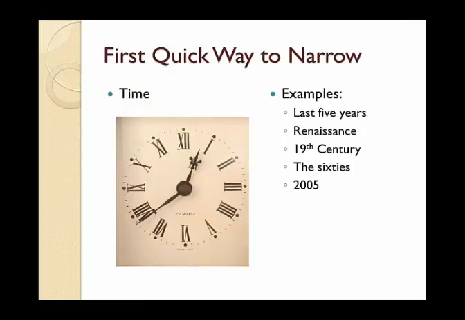So let's think of some quick ways to narrow down our topic. The first way that I'd like to suggest is to limit it by time. You could limit it to a time period, such as the 19th century. You could limit it to the Renaissance period, or the 60s, or a specific year. The sciences and social sciences almost always want the most recent 5 years. So in most cases, throughout your college research, you will focus on the last 5 years, unless you're in a history class, and then you'll focus on different time periods.